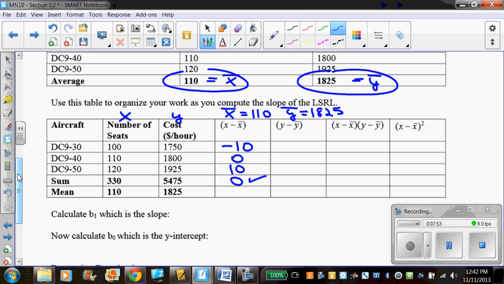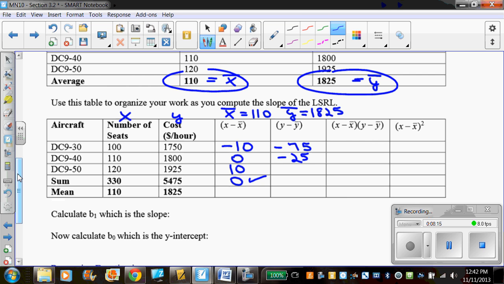So 1750 minus the 1825, that's what we're doing here for calculations. And again, just for space, I'm going to get rid of that. That's going to give us a negative 75. 1800 minus 1825 is going to give me a negative 25.